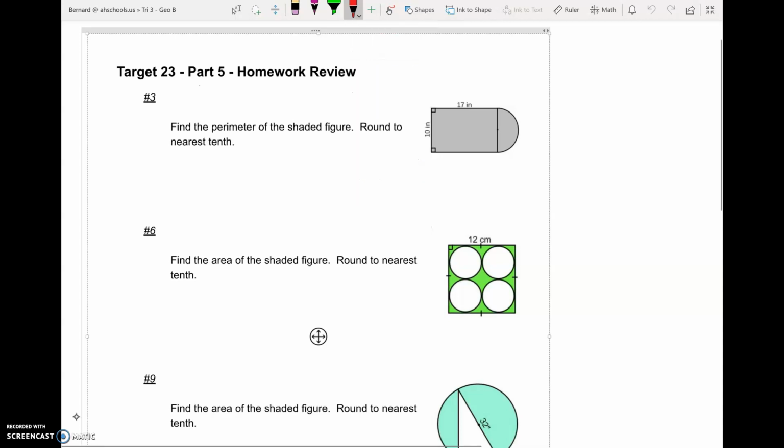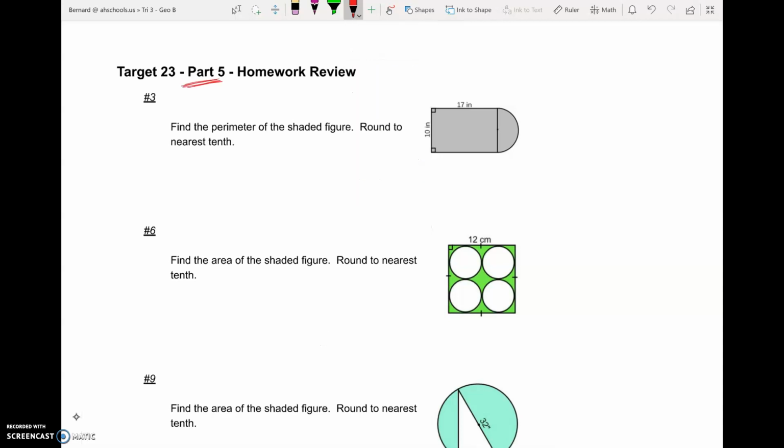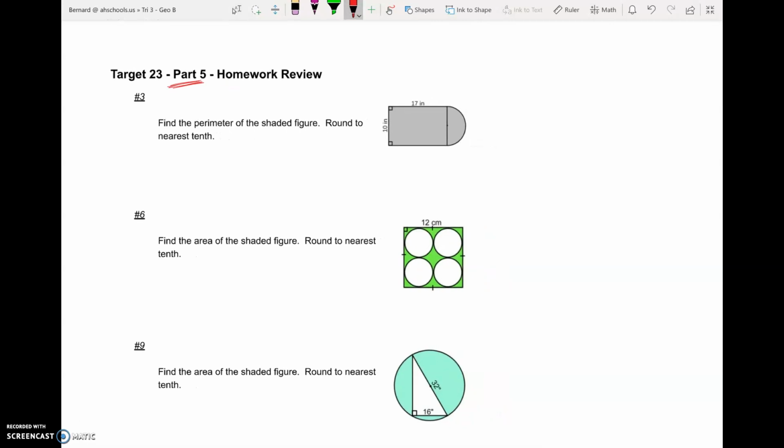We're going to walk through Part 5, the Target 23 Part 5 homework review, and as always, these deal with 3 problems from our Part 5 worksheet. The 3 problems we're going to go through today are problem number 3, number 6, and number 9. And so let's just get to it.